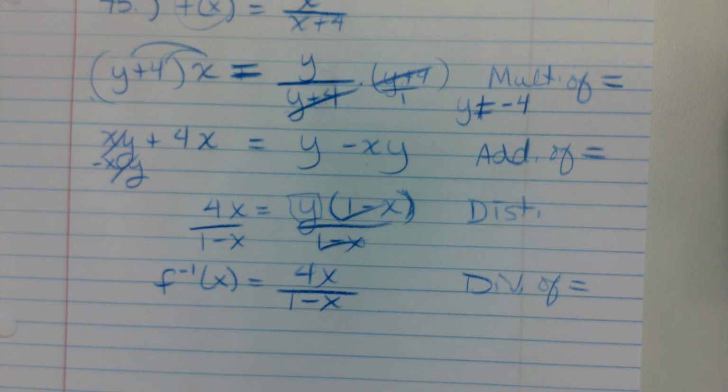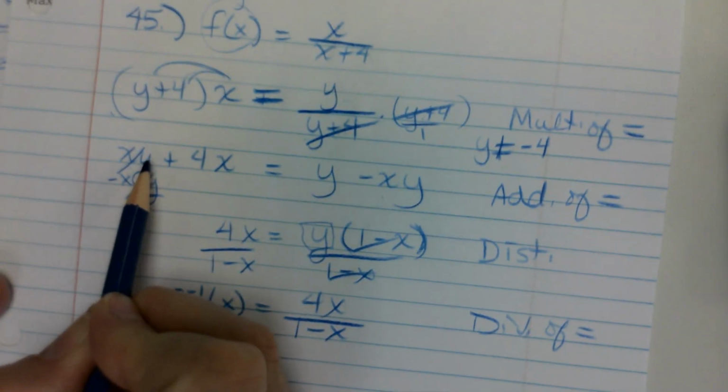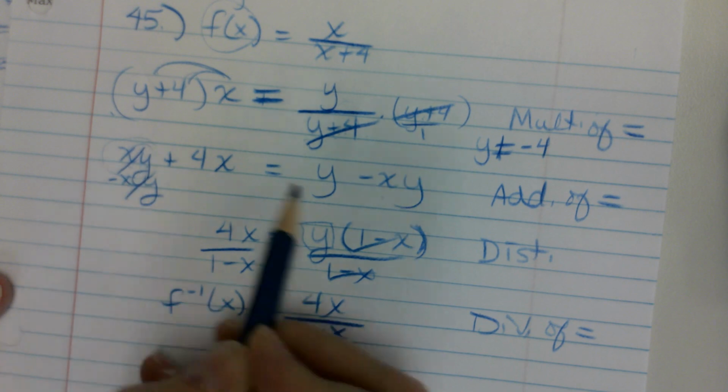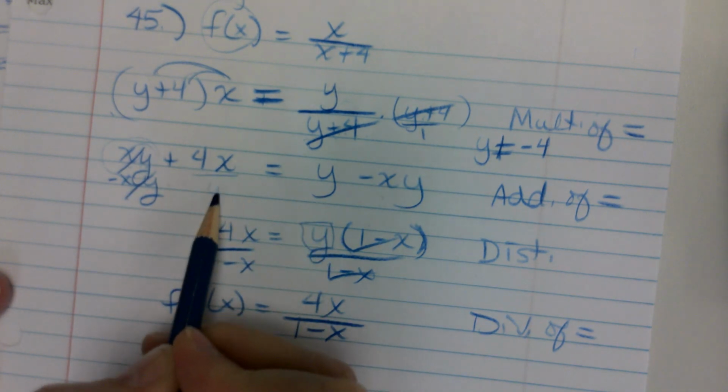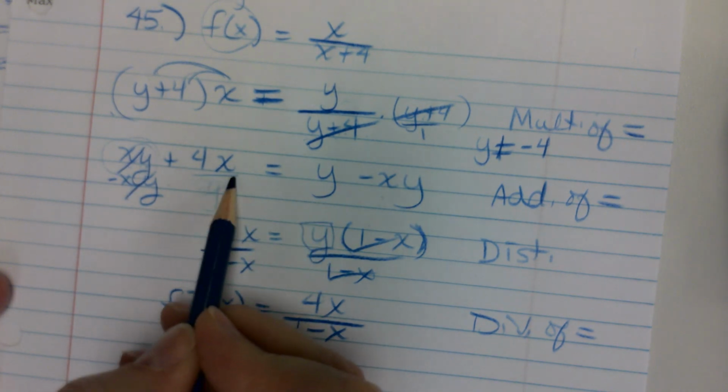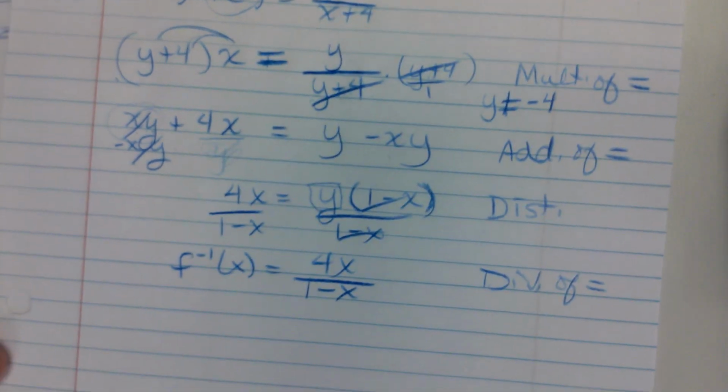So what was an illegal maneuver you used? I don't think I did. Anything divided by illegal. Right here, after I distributed, I divided by y. But then you would have had to divide this one by y to make it legal. Got you.